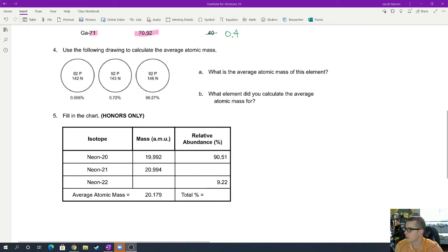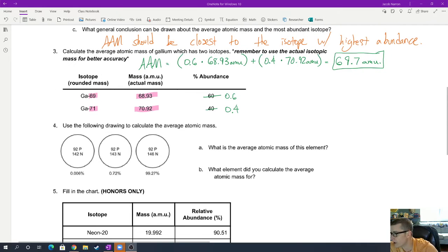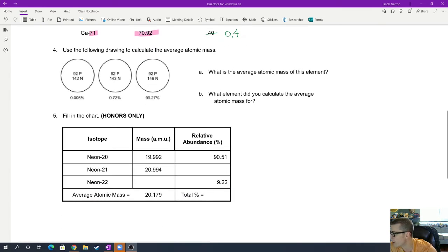Number 4 says use the draw. Sorry, you should be caught up. And again, you can pause because this is a YouTube video. Number 4, use the following drawing to calculate the average atomic mass. Okay, so we are still going to be doing average atomic mass. They've given us some percentages, so we actually need to convert those to decimals first. So let's go ahead and do that.